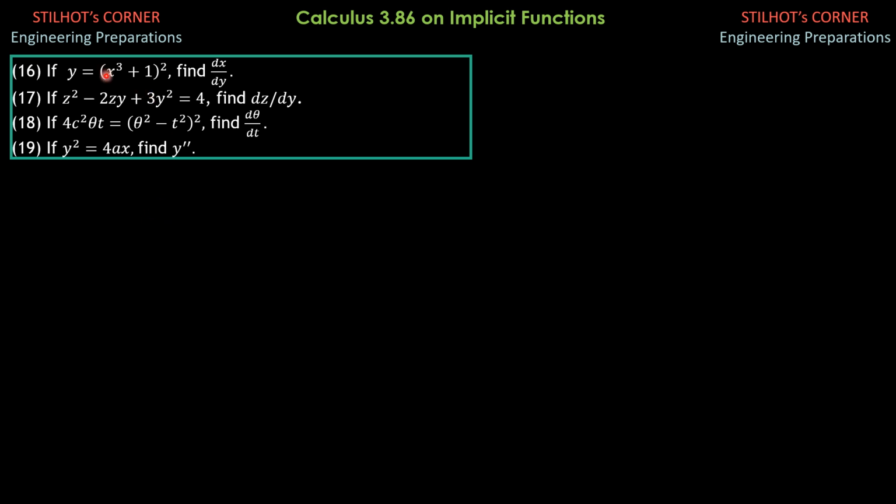So for the first, we have dx/dy. So this is the derivative of x with respect to y. So the derivative of y with respect to y is 1. And this is, by the power formula, 2 times quantity x cubed plus 1 raised to 1, then times quantity 3x squared dx/dy. So 1 equals 2 times quantity x cubed plus 1 raised to 1, then times 3x squared, the derivative inside, dx/dy.